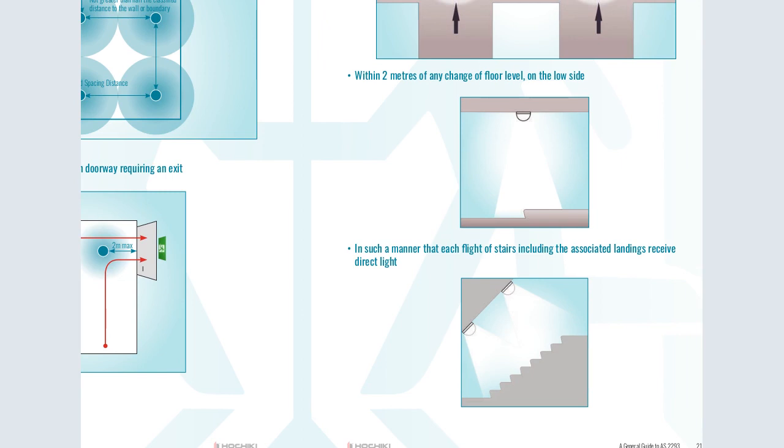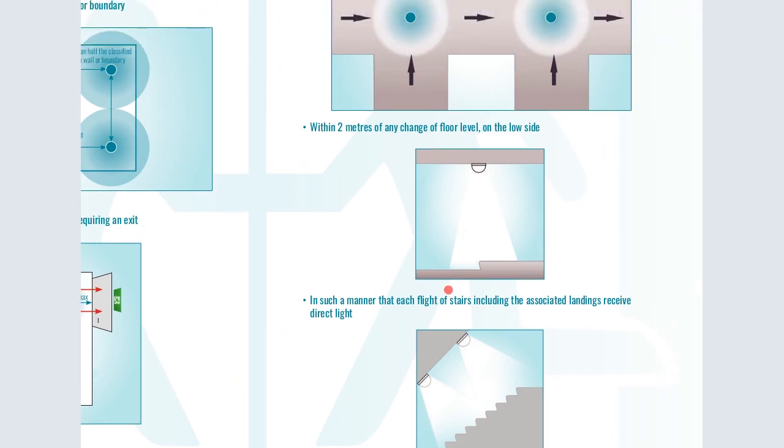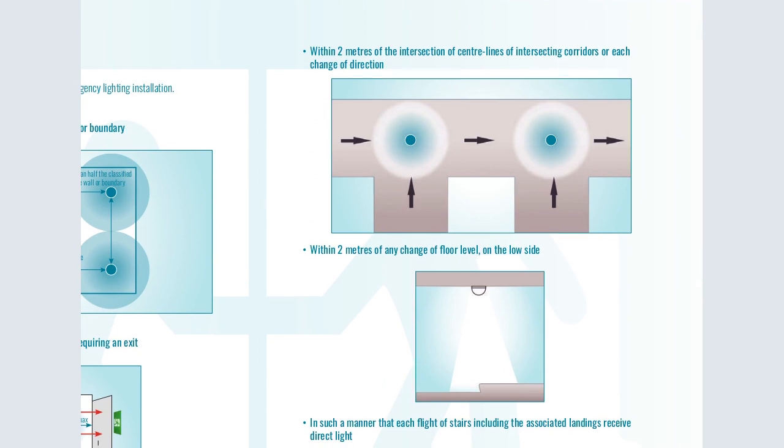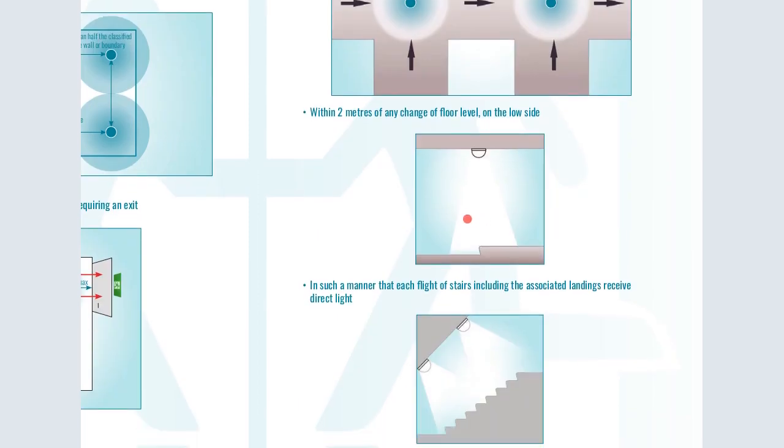So it is 2 meters horizontally and 2 meters up to be able to locate the lighting. So within the 2 meters of the intersection of the center line of the intersecting corridors of each change of direction. So within 2 meters of any change of the floor on the side. So it is 2 meters both.